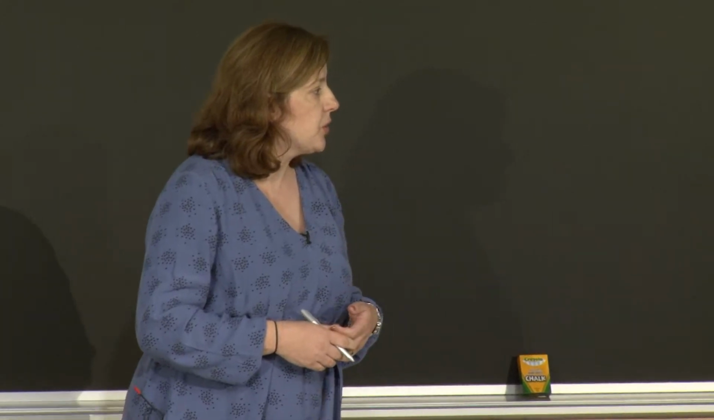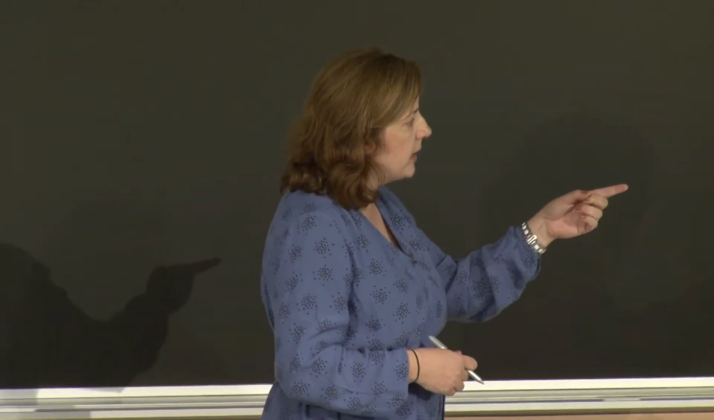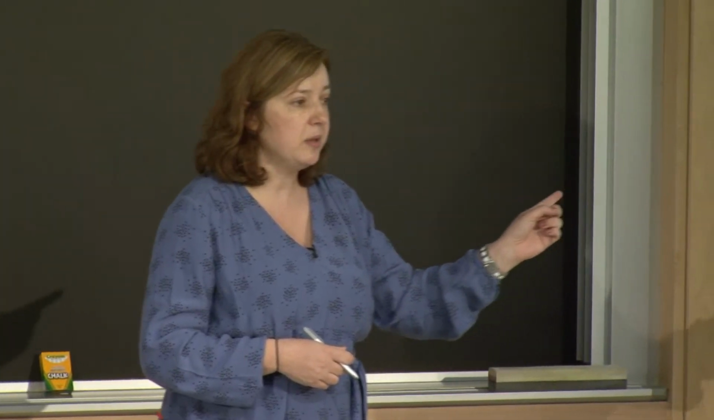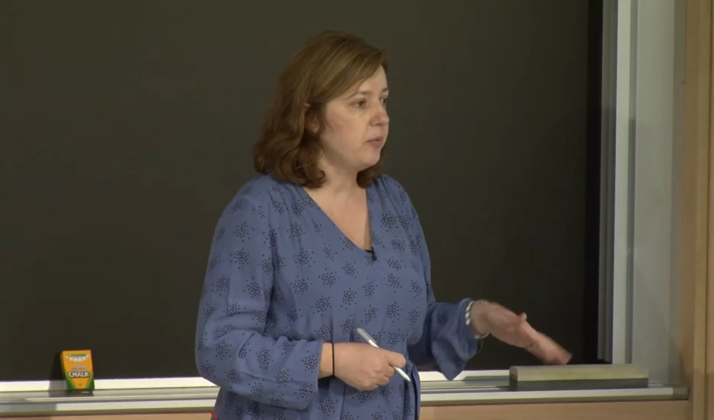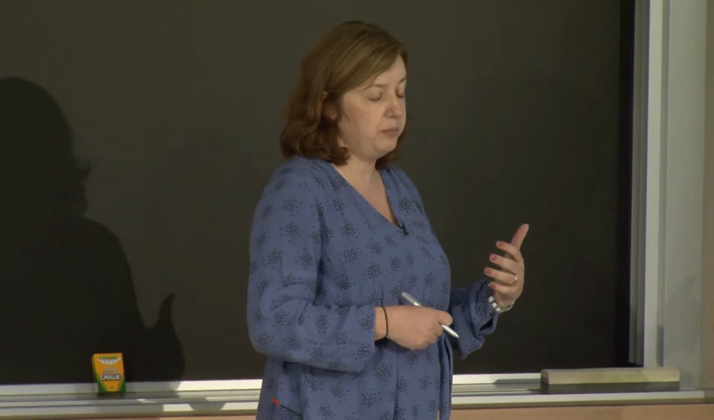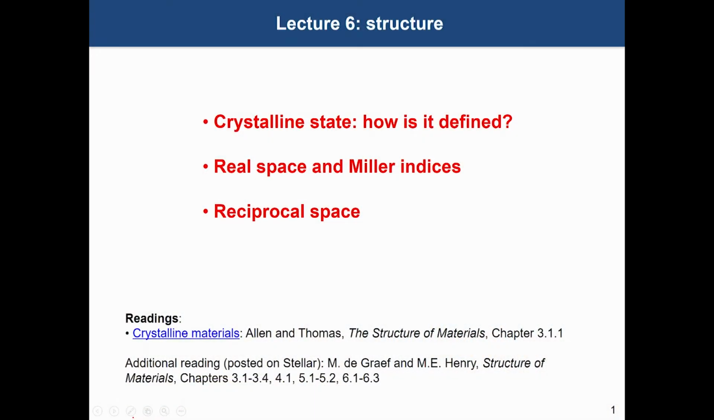In terms of the literature, we are following Allen and Thomas, Structure of Materials, Chapter 3. There is only a little bit of detail there about the Miller indices, and for that reason I posted more extensive literature on Stellar, which is Graef and McHenry's book, specifically the chapters that are listed here. If you need additional material, it is available on Stellar, and again, Allen and Thomas is always a good starting point.